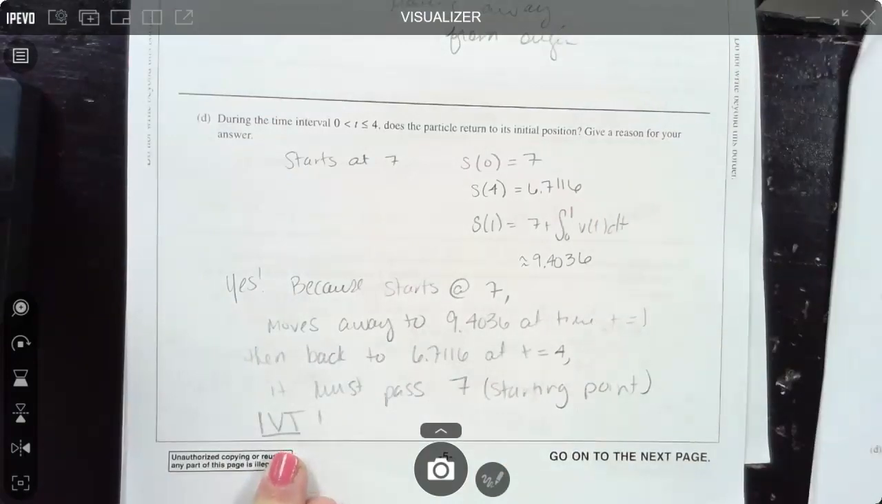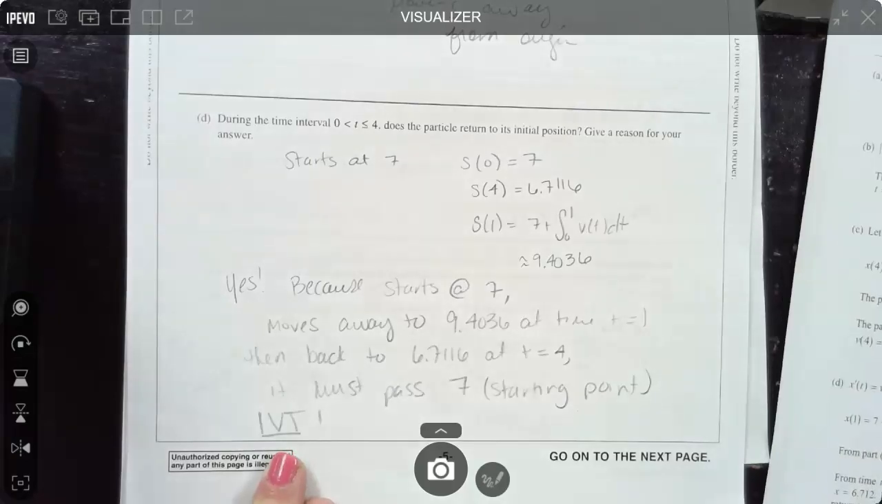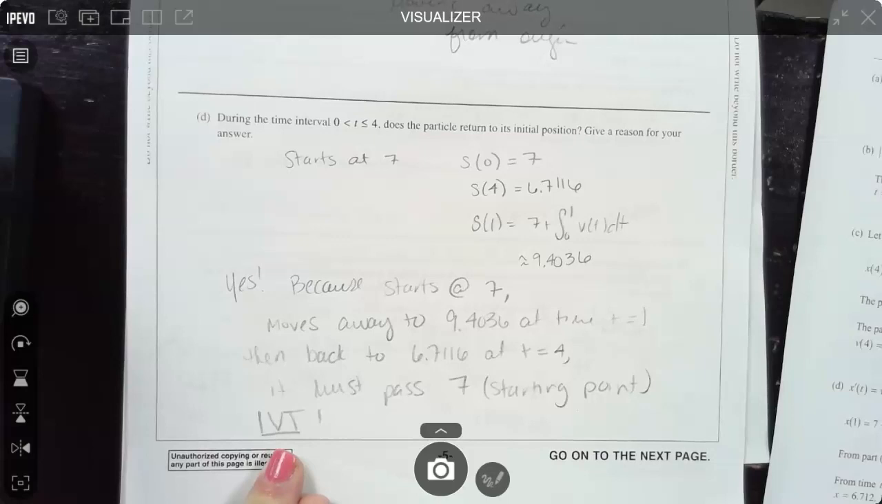Their justification was a little more precise than mine, I guess. They said from time t equals 1 to t equals 4, the particle moves from 9.404 to 6.712. By the intermediate value theorem, the particle must return to 7 during the time. But to know that you had to look at the positions on either end to sandwich those values between, you got a point, and then you got a point for your answer with reason. That one was kind of tough, I thought.